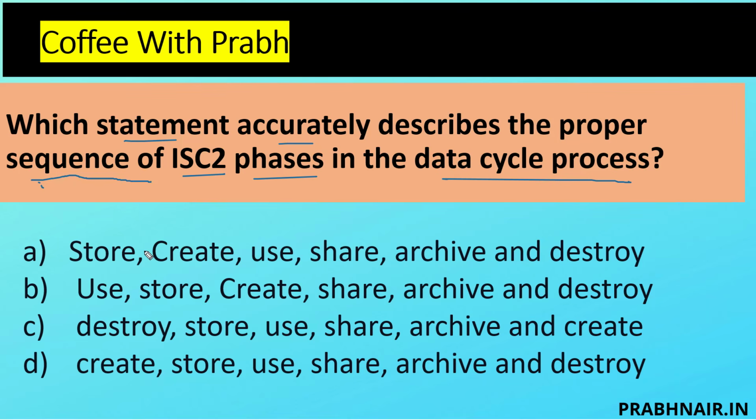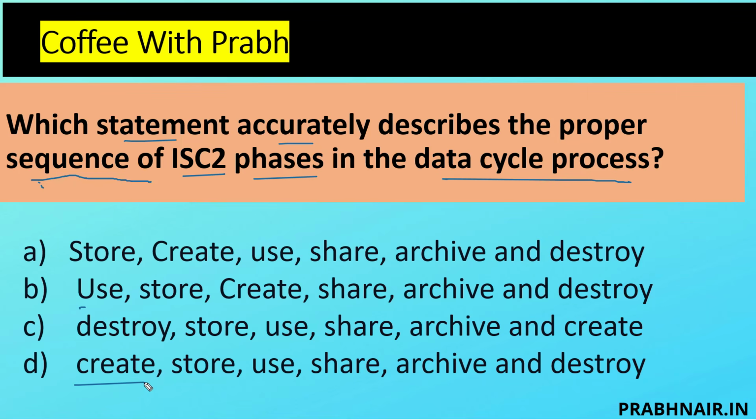So the first option is store, create, use, share, archive, destroy. The reason for eliminating it: without creating, how can you store? The second is use, store, create, share, archive, and destroy. But until I create, how can it be stored? The third is destroy, store, use, share, archive, destroy. No. But the fourth option is create, which makes sense.